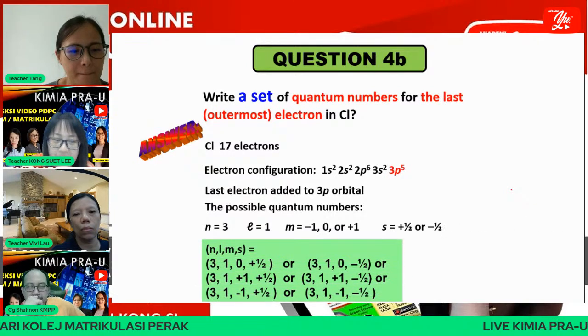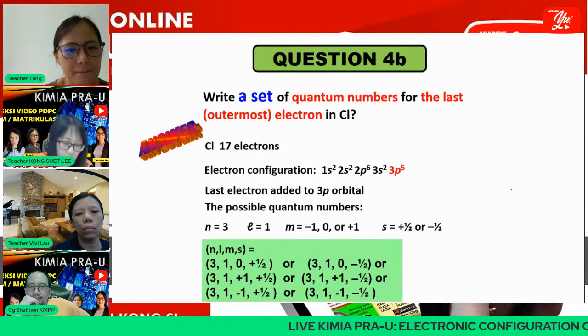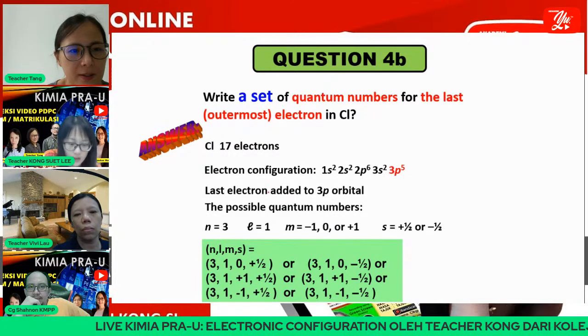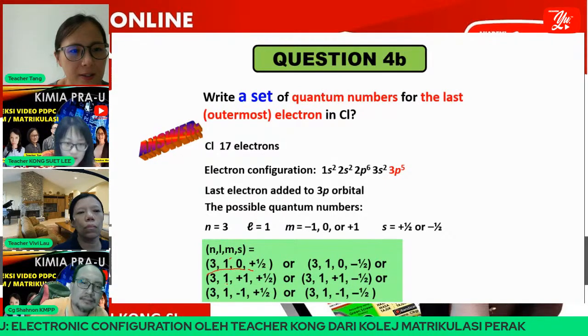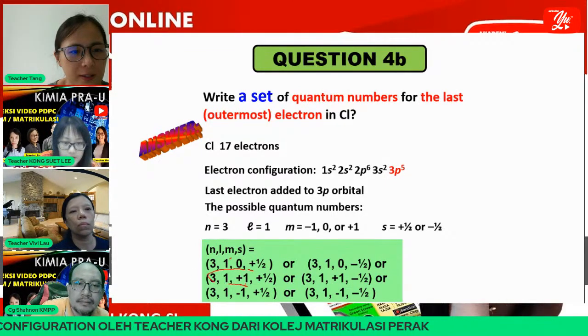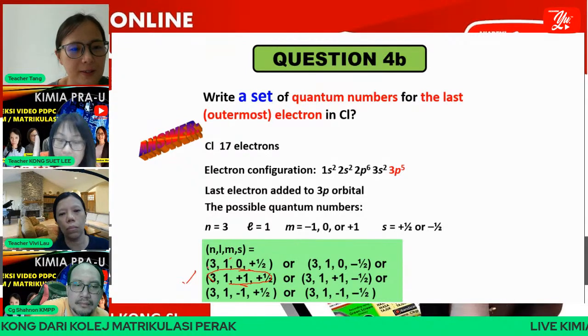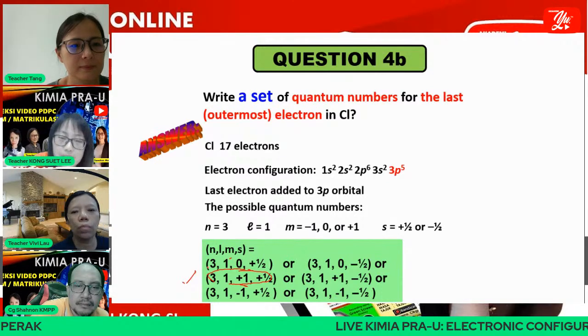And now, yes, very good. One of the answers from Hafiz is correct: 3, 1, -1, positive half. So Hafiz gave this answer. Yes, correct. Congratulations, Hafiz, you get the right answer. Because the question just wants a set, giving one set is enough. But there are 6 possibilities for this answer.